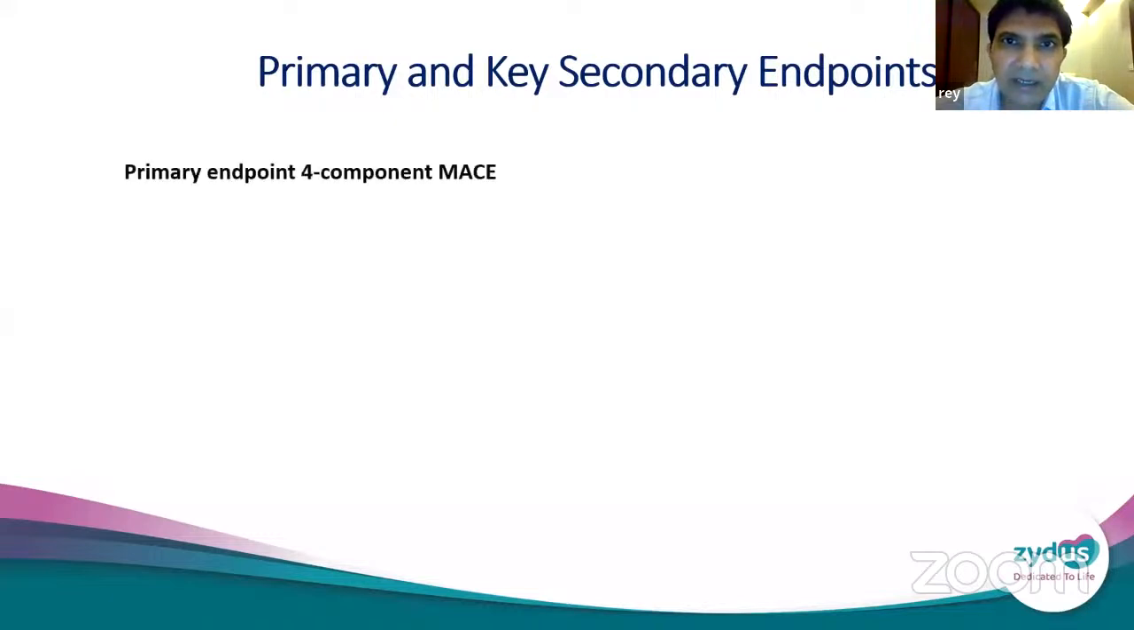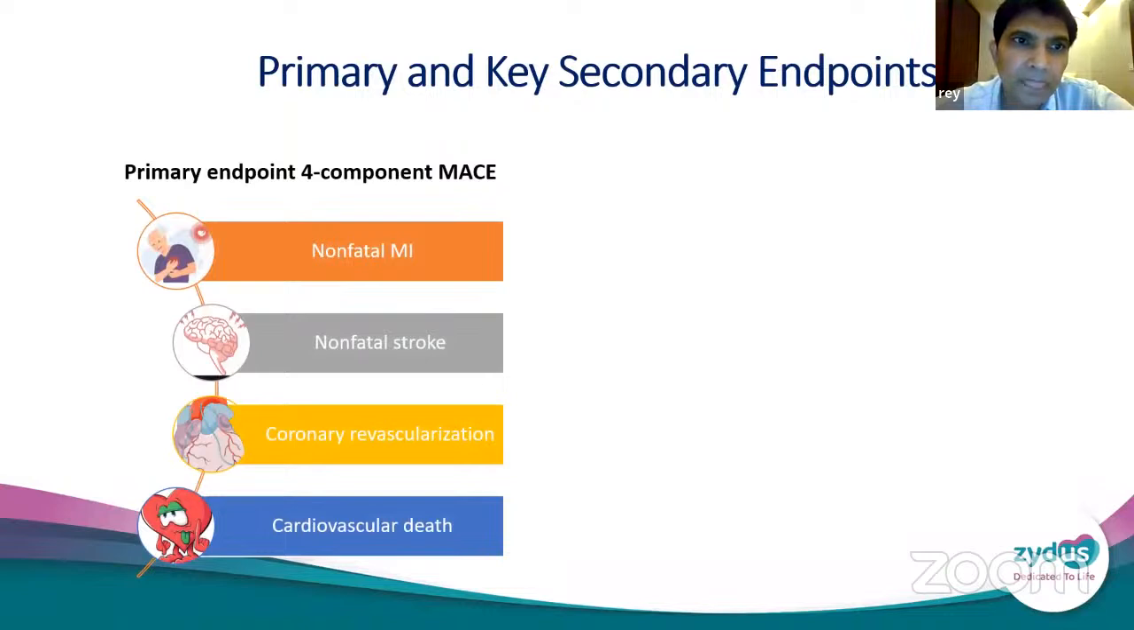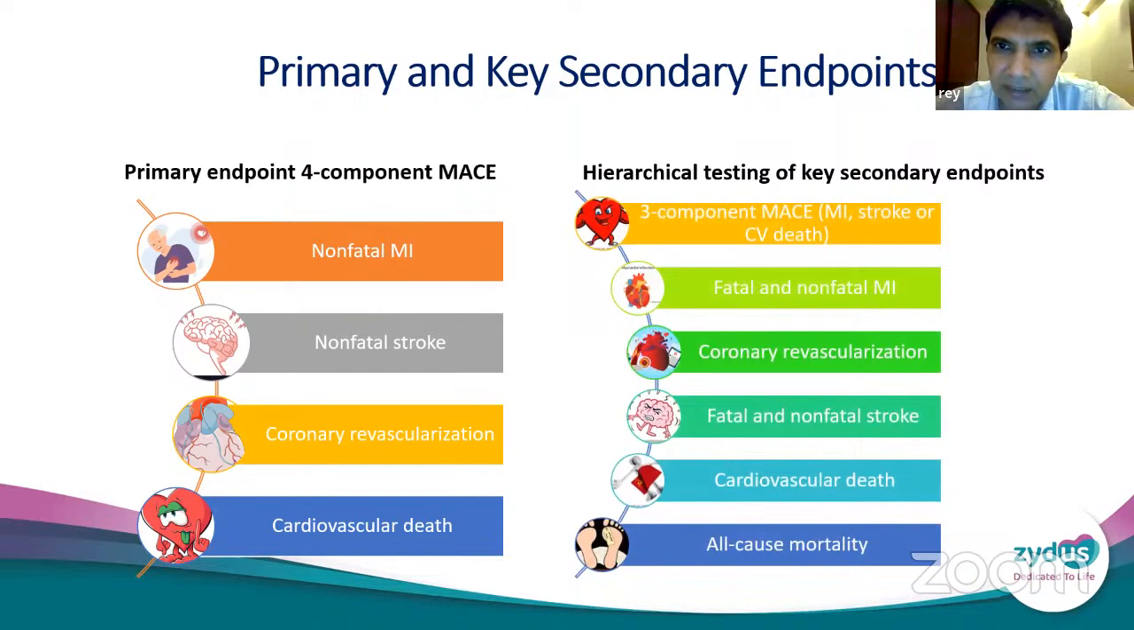So the primary endpoint is the 4-component major adverse cardiac event: coronary revascularization, cardiovascular death, non-fatal MI, and non-fatal stroke. The key secondary endpoints were tested hierarchically: the 3-component endpoint of fatal or non-fatal MI, coronary revascularization, and fatal or non-fatal stroke, and then all-cause mortality and cardiovascular death.